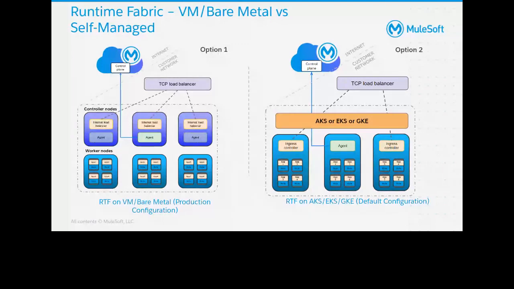On the right side, you no longer need to provision separate controller nodes. In the self-managed Kubernetes model, all you do is provision a dedicated worker node pool where you're going to deploy your Mule applications. So you bring in your own AKS, EKS, or GKE cluster, and within that cluster, you provision your worker node pool into which the Mule applications get deployed. I'll talk about what services get deployed when you install Runtime Fabric within this worker node pool.